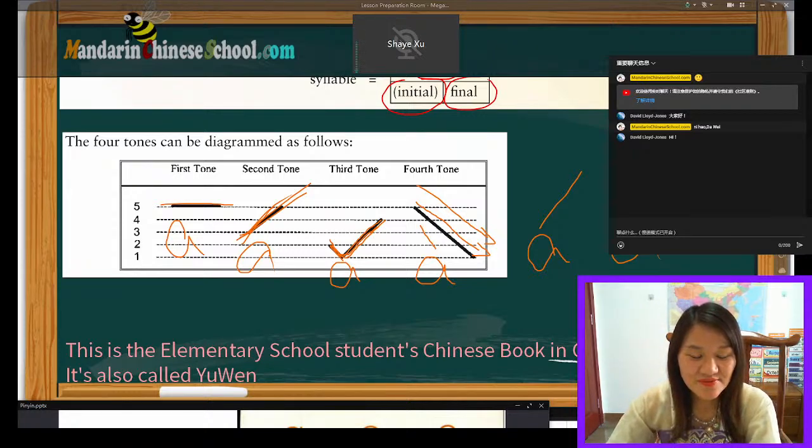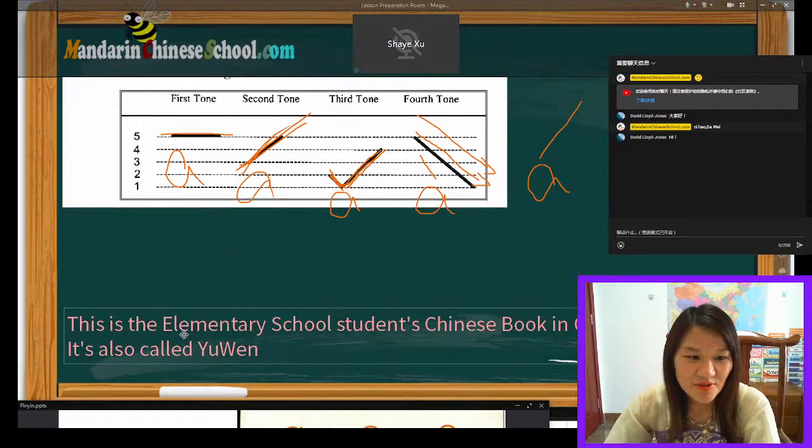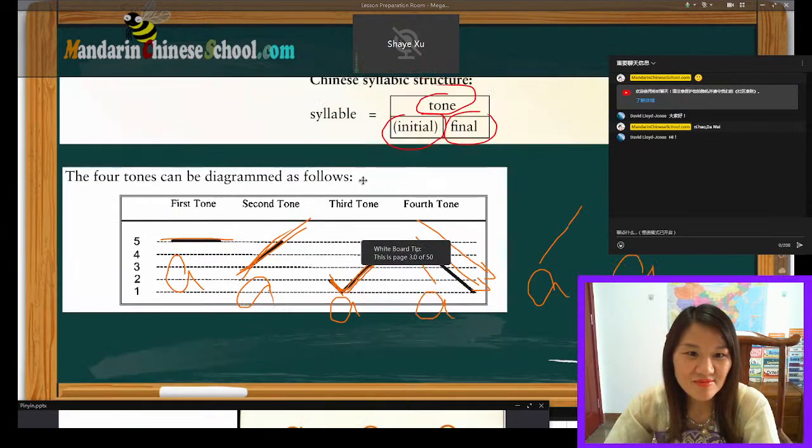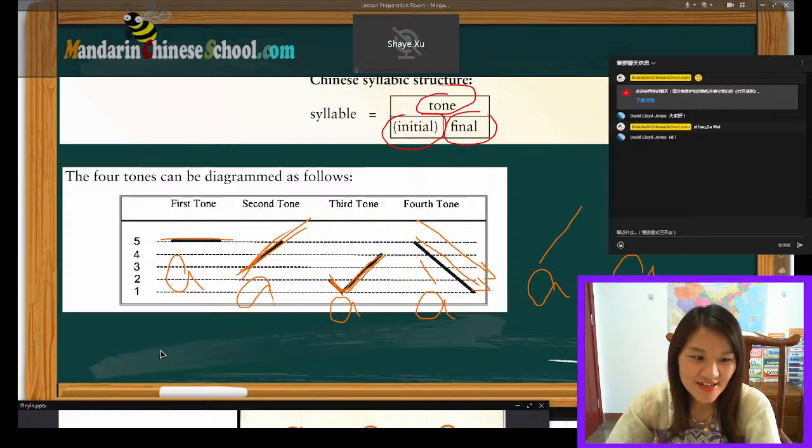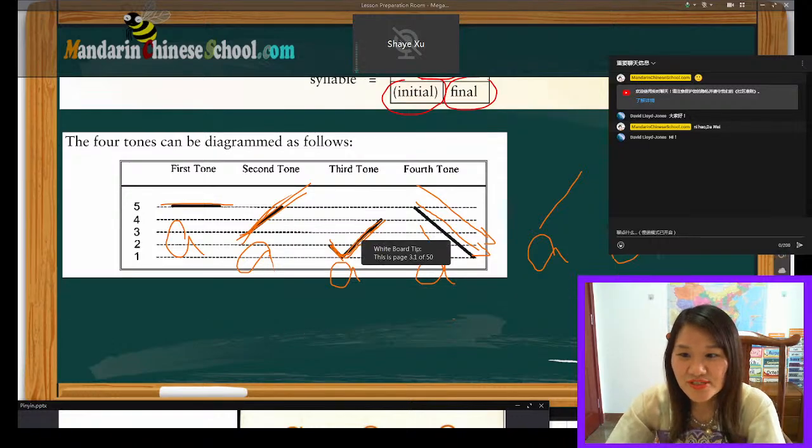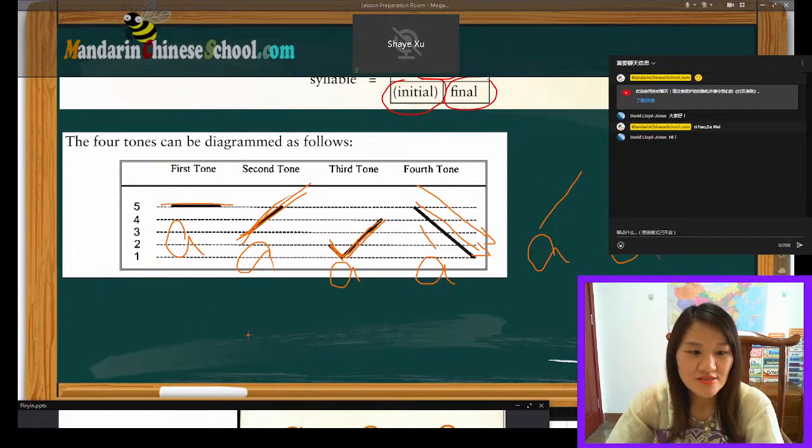So why do we have tones in Chinese? Why do we have different tones? Because in Chinese we have lots of characters, and we don't have that many syllables for each character. So we have different tones. So when you see the words with different tones, the meaning is different.